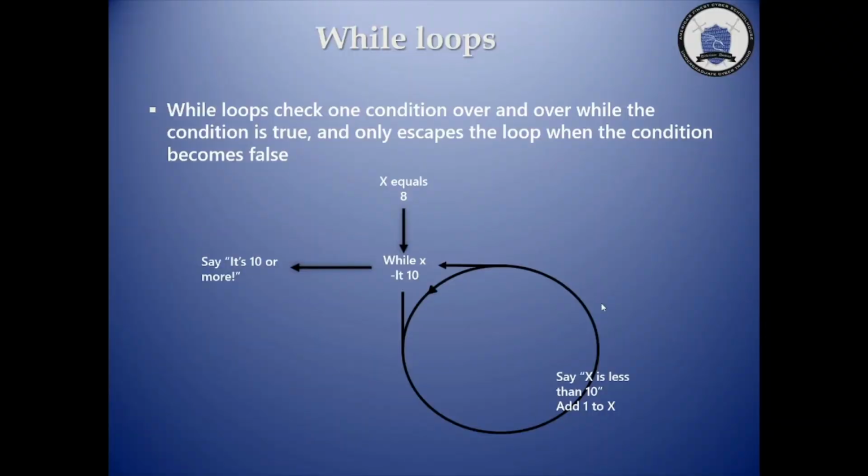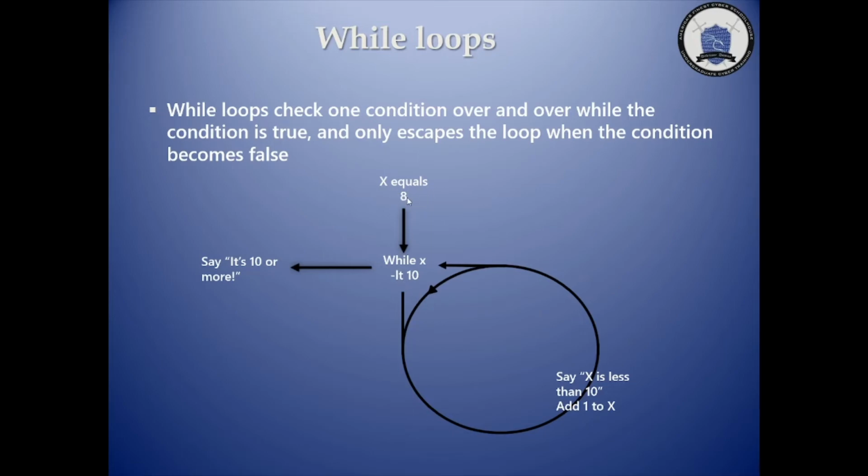And so now I can get into a little bit more about while loops. I just showed you an example, but while loops are checking one condition over and over while the condition is true and only escape the loop when the condition becomes false. As I showed you, x was always equal to 1, so it just kept running through over and over again. So here's a visual representation of how this loop works.